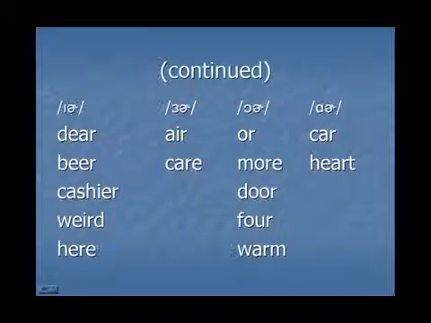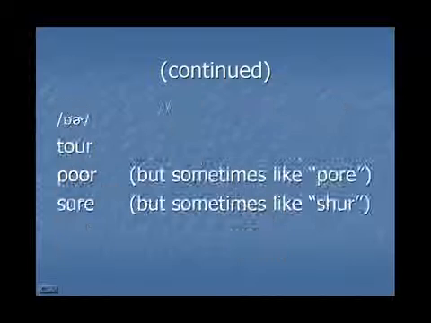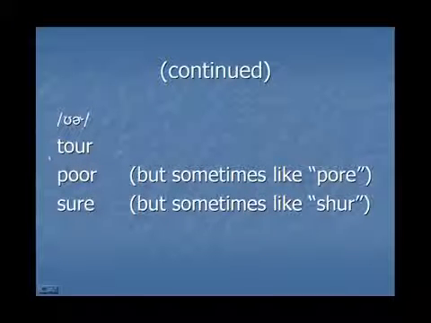Let's go on. We'll practice the sound ear. Repeat after me. Deer, beer, cashier, weird, here. Now we have the sound air. Air, care. And the sound or: more, door, for, warm. And the sound are: car, heart. And finally the sound as in tour, poor, sure.